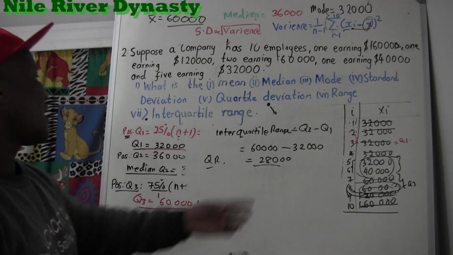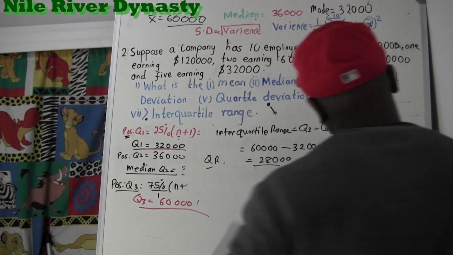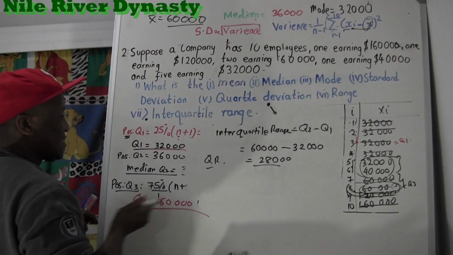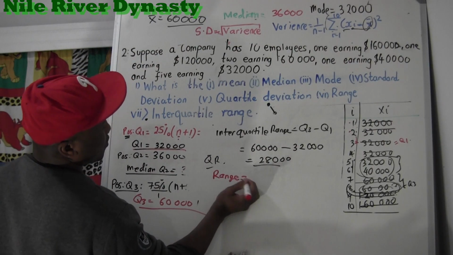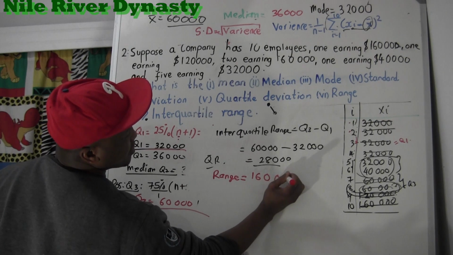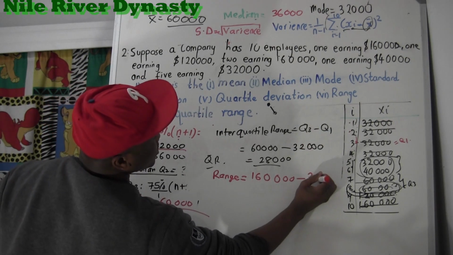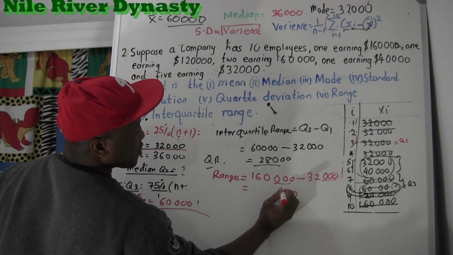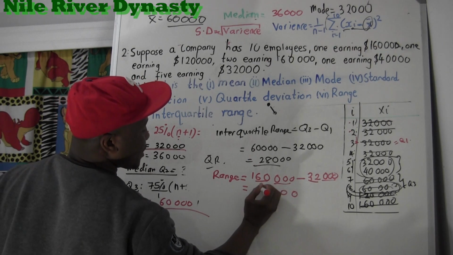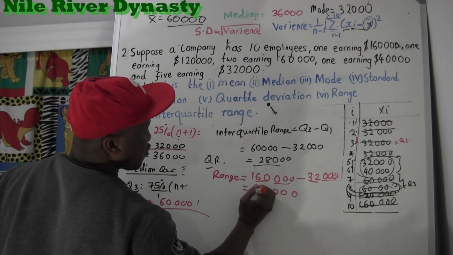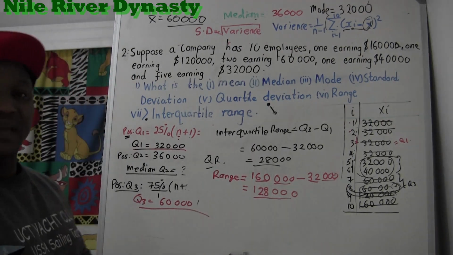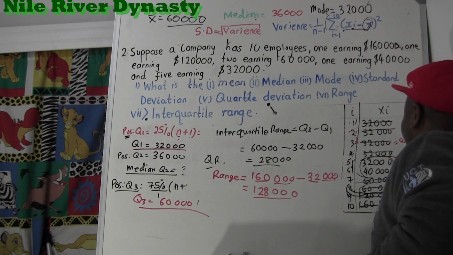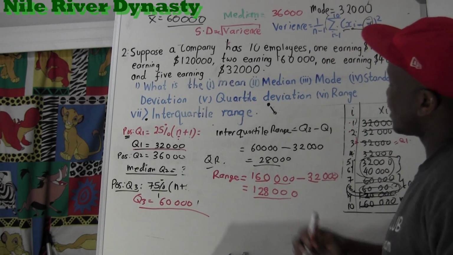Now, I just want you to find the normal range. Normal range always takes the bigger data minus the smaller data. So take this minus that. The range is equal to 160,000 minus 32,000. So this is a range: take the biggest, the maximum data, minus the minimum. That's it. It's going to give us the range.